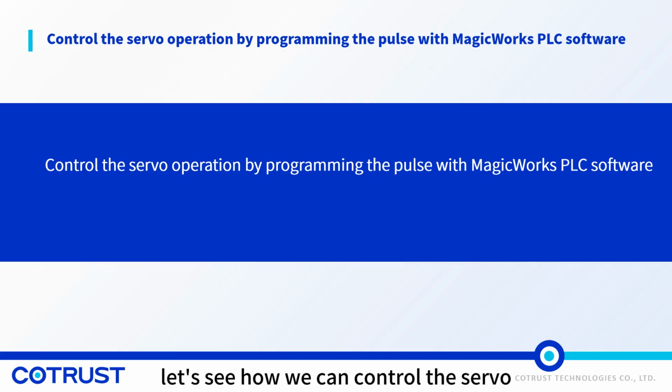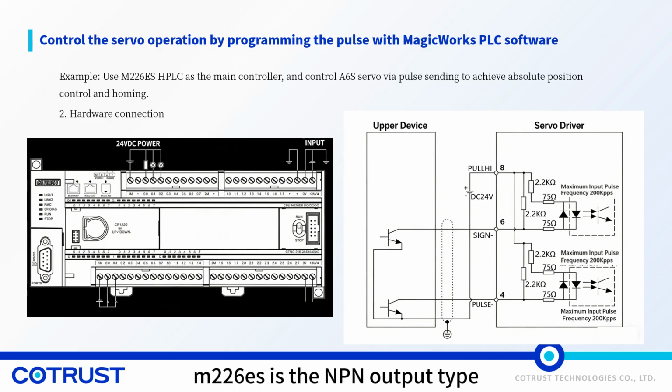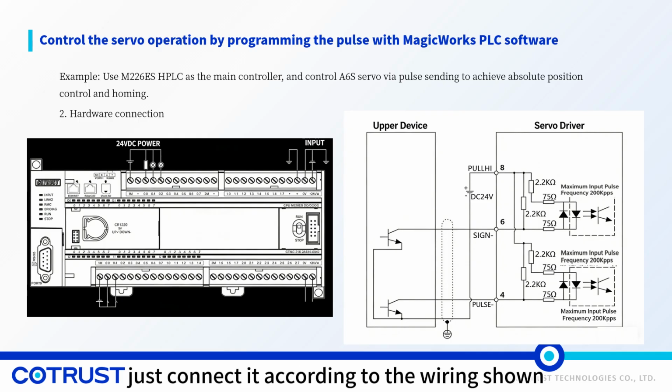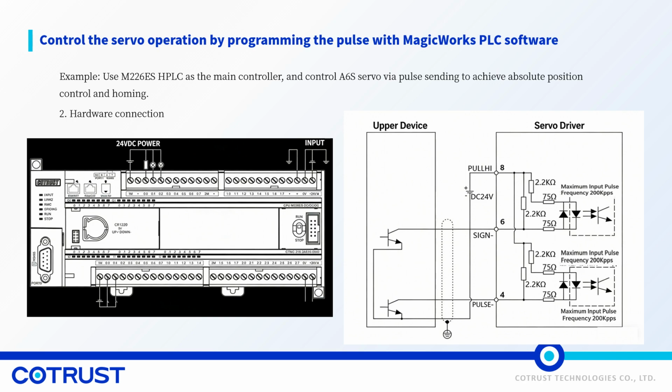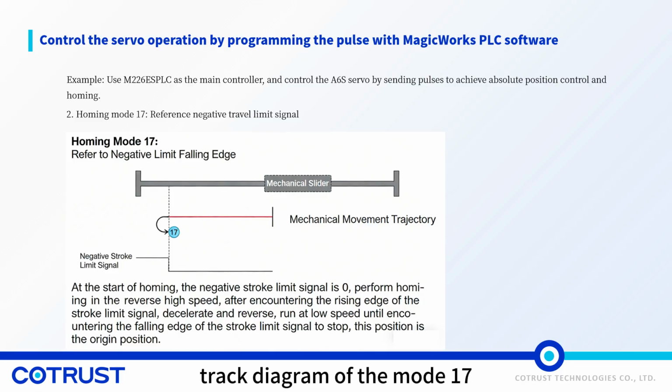Let's see how we can control the servo by sending pulses in the software. Here, the M226ES is used to control the servo operation by sending pulses. For parameter settings, please refer to the settings here. M226ES is the NPN output type, just connected according to the wiring shown. Taking the return to the original mode 17 as an example, here is the return to the original track diagram of the mode 17.